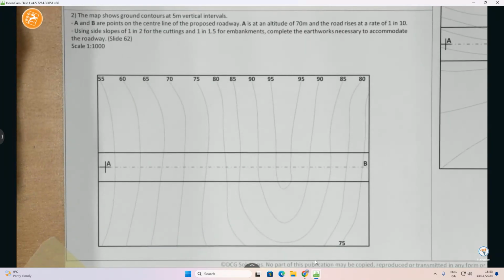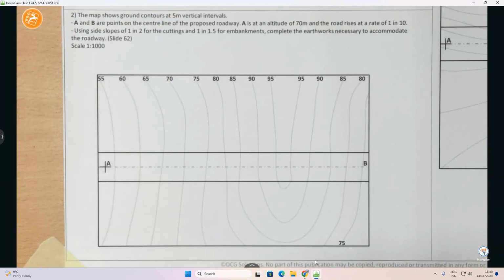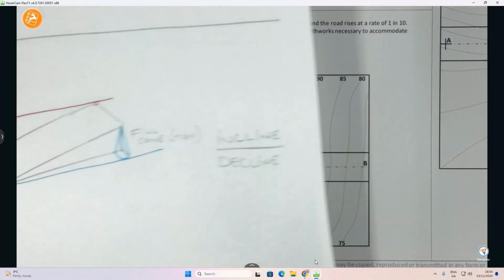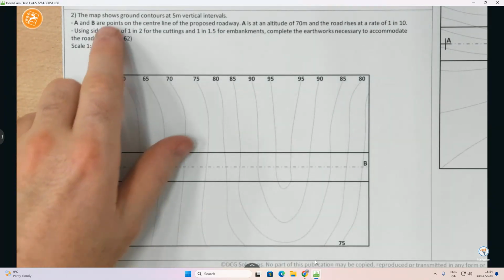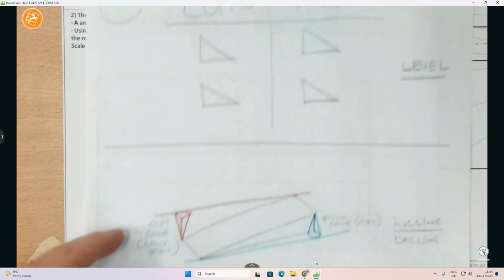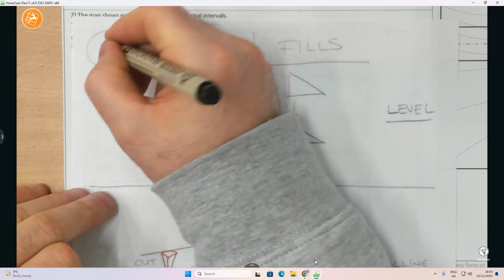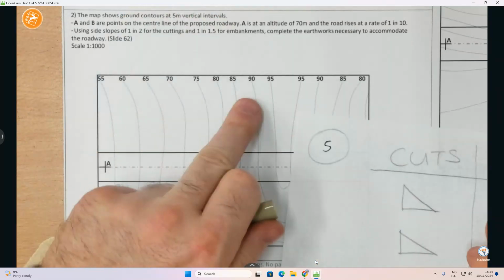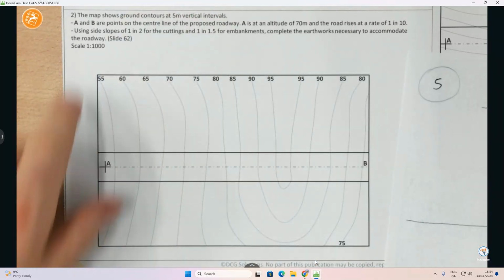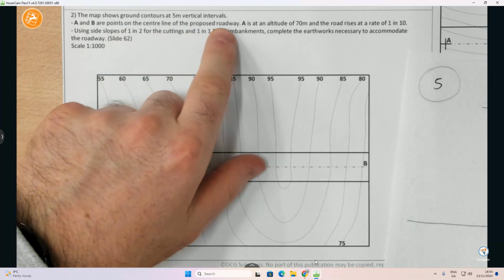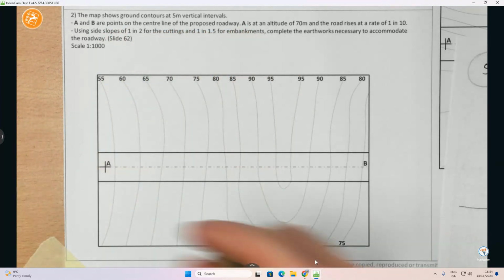So question number 2. We're going to go through the same process here, and we're going to use the little cheat sheet once again. Okay, so starting the same process again, I'm going to read the information supplied on the sheet. So it says here, the map shows ground contours at 5 metre intervals. I have a second sheet here, so here we go. 5 is your number, that is the difference between the contour heights. Okay, A and B are points on the centre line of a proposed roadway. A is at an altitude of 70.